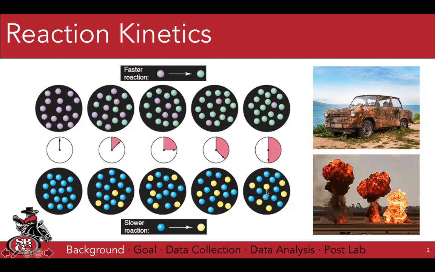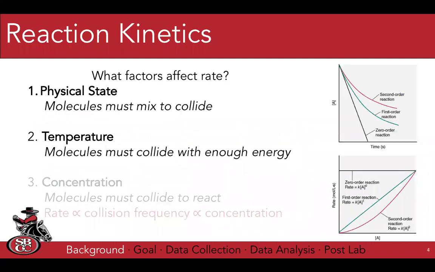So every reaction under certain conditions will have its own rate, its own kinetic analysis, and that's what we're looking at today. So what changes that rate beyond the individual reaction? If we have one reaction and we're studying a single reaction, what affects how quickly that car rusts or how quickly that explosion happens?